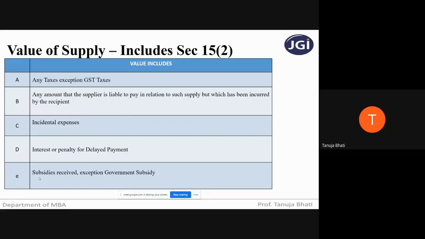Is this clear, students? And these subsidies should be directly related to the price. Okay, is this clear, students? Yes, ma'am. Section 15 subsection 2 clause E.